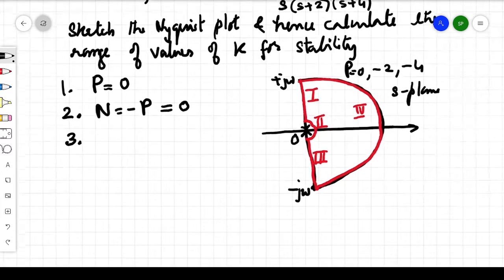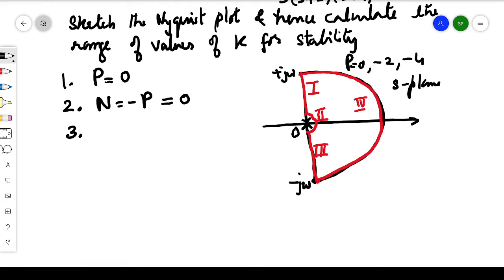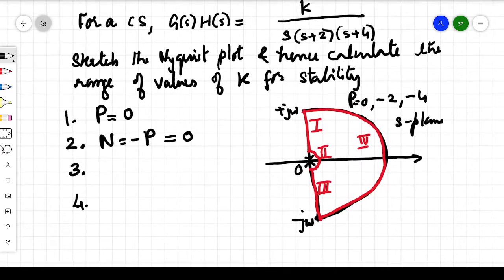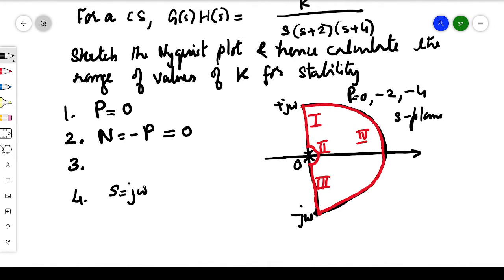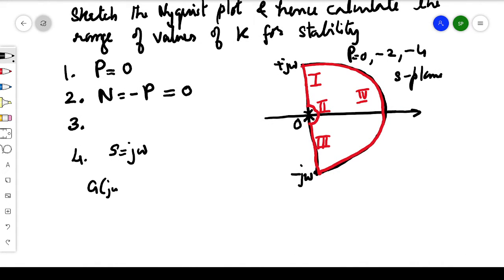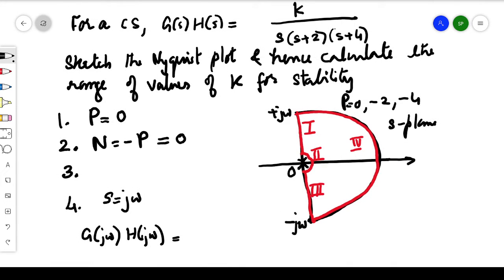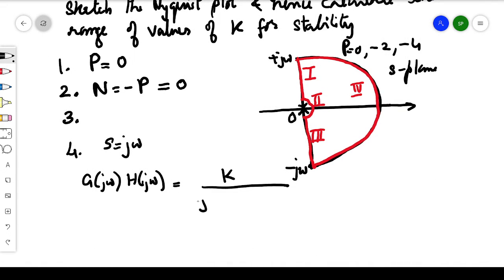For that, this one is plotting is done. Now, the transfer function given is in the S-domain. For plotting the polar plot, we have to find the magnitude of the transfer function, and also the phase angle of the transfer function. For finding that, we'll substitute S equal to j omega. So when you substitute S equal to j omega, we get G(j omega) H(j omega) equal to k divided by, instead of S, j omega, then j omega plus 2, and j omega plus 10. Okay, so this is our transfer function.